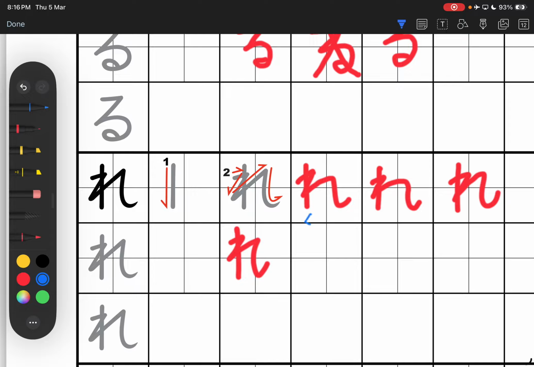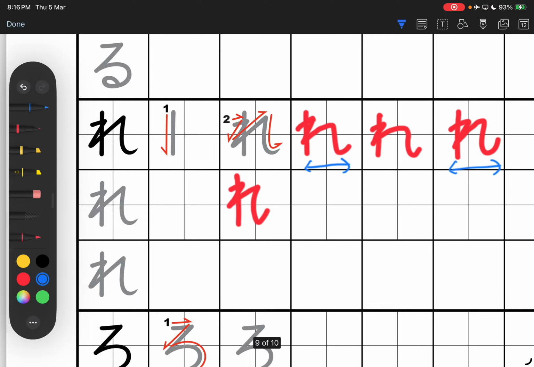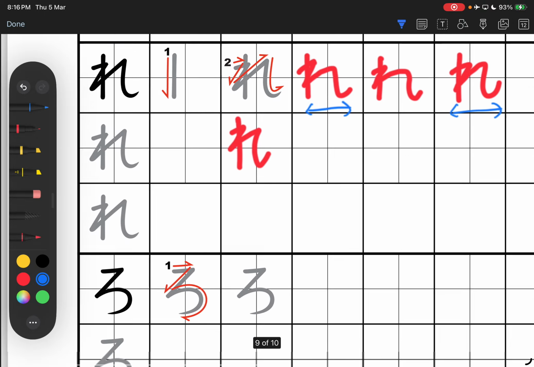At the same time, don't be too stingy on the width. Give it a little bit more space. Don't be too stingy on the width. It's a pregnant character, so please give it more space. Okay, so this is Le. Next we have RO.